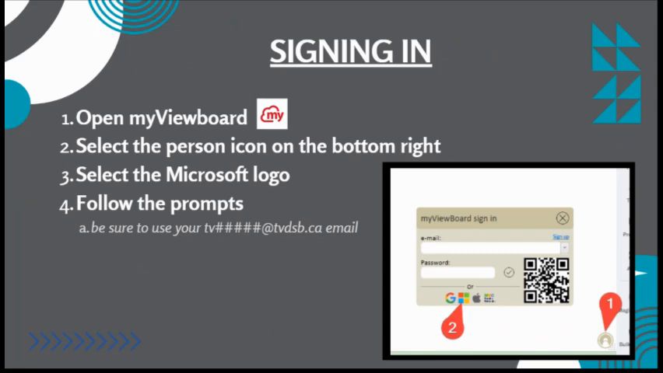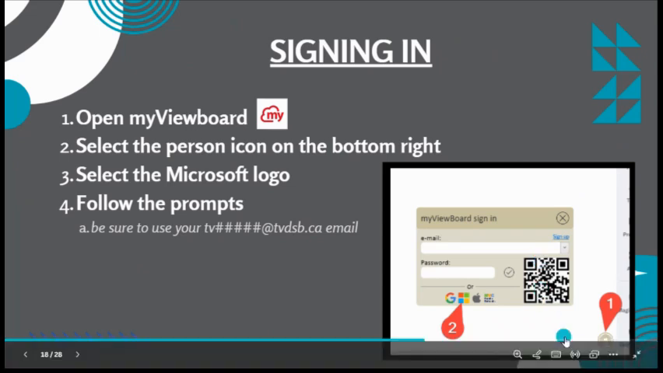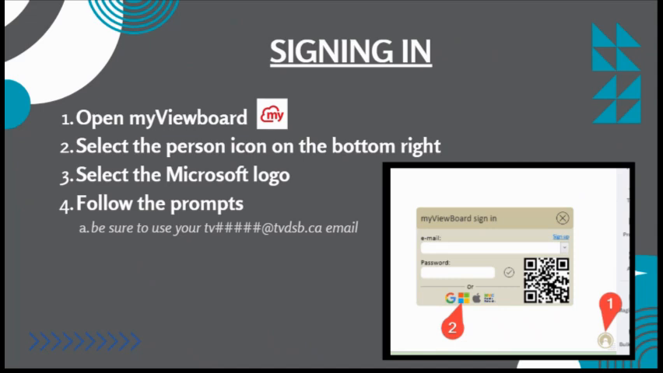So once you have it installed on your device, you're going to look for myViewboard, and it will have this icon with a red cloud that says My. You're going to select the person at the very bottom right-hand corner. When it opens up, you will see this little person. You're going to select that person, and then over here, it's going to ask you to log in, and you're going to want to make sure you click on that Microsoft square, the square that has the four color boxes on it.